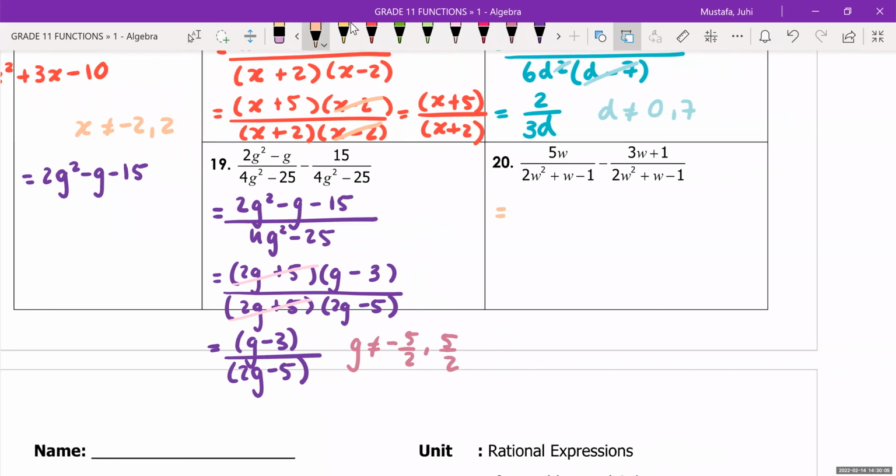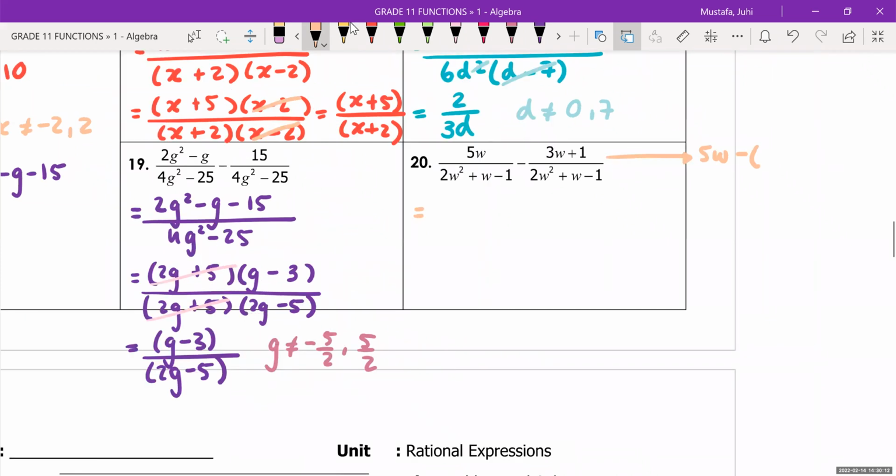So our numerator, I guess just like before, I'll go over to the side. It's going to be 5w minus bracket. Remember to keep it in brackets, 3w plus 1. If you don't keep it in brackets, the signs will mess up. Then we have 5w minus 3w minus 1. And that simplifies to 2w minus 1. So just make a note to yourself, always keep the binomial in brackets so that you distribute the minus sign everywhere.